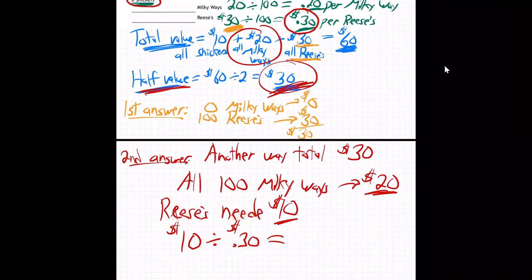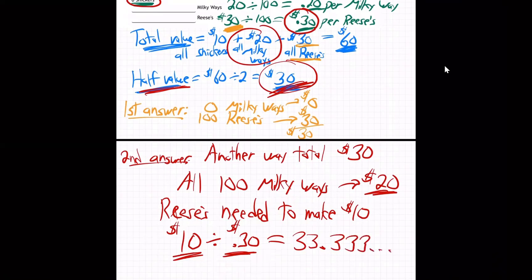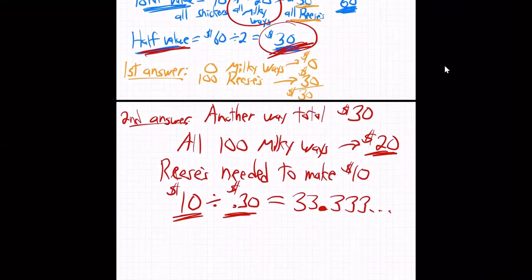So how many Reese's are needed to make $10? Let me write this out. To make $10. How many Reese's are needed to make $10? Well, each Reese's is worth 30 cents. Divide that on your calculator. So I'm doing that right now. And I'm getting 33.333 forever. So in other words, it's not an exact number of Reese's, but it'll work.